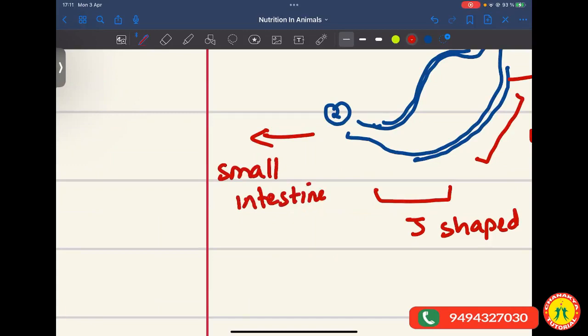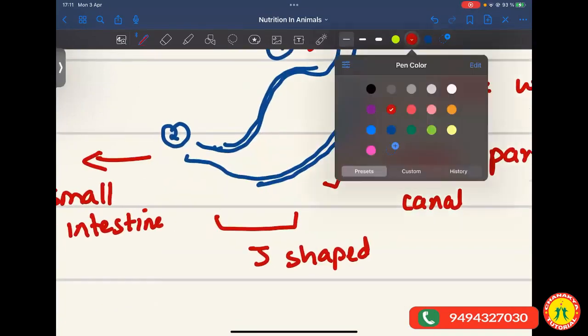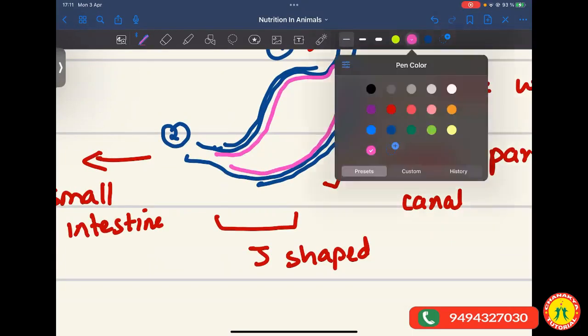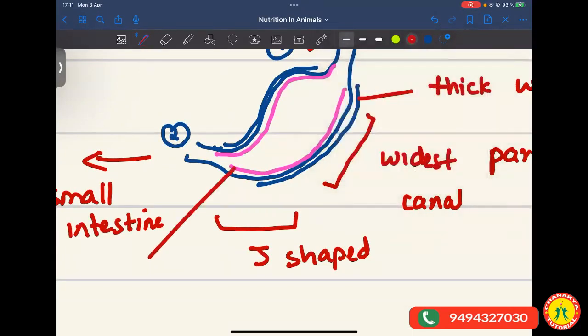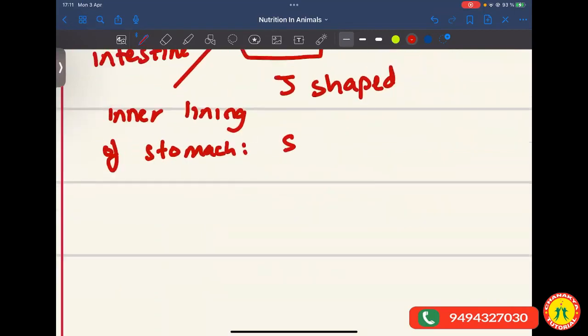Okay, so the inner lining of the stomach, what happens? There is a small lining over here. Okay, it's a small lining over here. This inner lining of the stomach, what it does is it secretes mucus. You know what is mucus, right? Yes, ma'am.